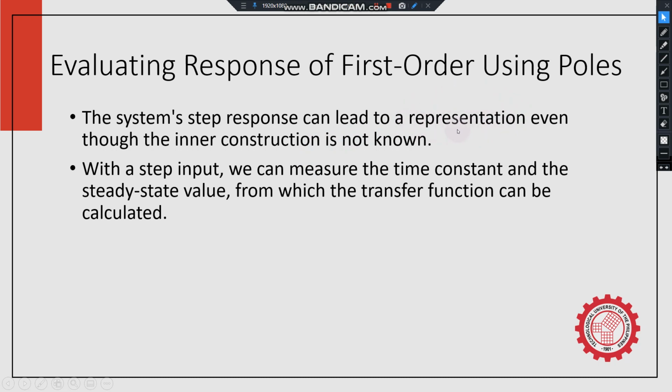It's either in time response equation or ultimately in its transfer function if we have the system's step response. It's the curve. Maybe we could get it from an oscilloscope, through experimentation. With the step input, we can measure the time constant and the steady state value from which the transfer function can be calculated.